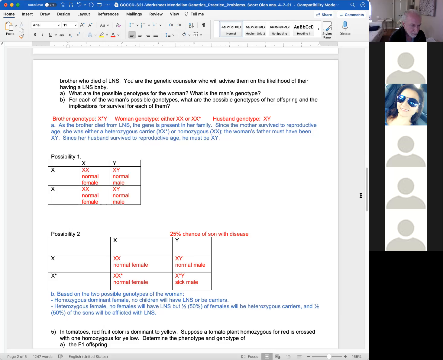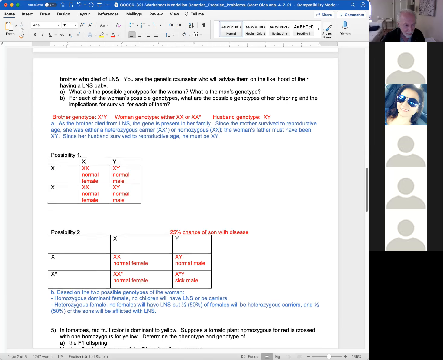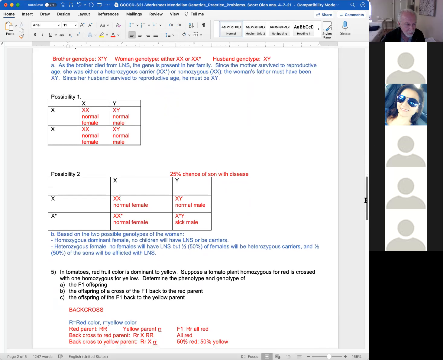And if we start doing the math here, we'll see that the woman is obviously on the left-hand side. So let's look at that first row. If we take her big X with the father's big X, we get a normal female. And if we take her big X with the father's Y, we get a normal male. If we look at the next row with the X star, we'll see that she will either have a normal female or we'll have a sick male.